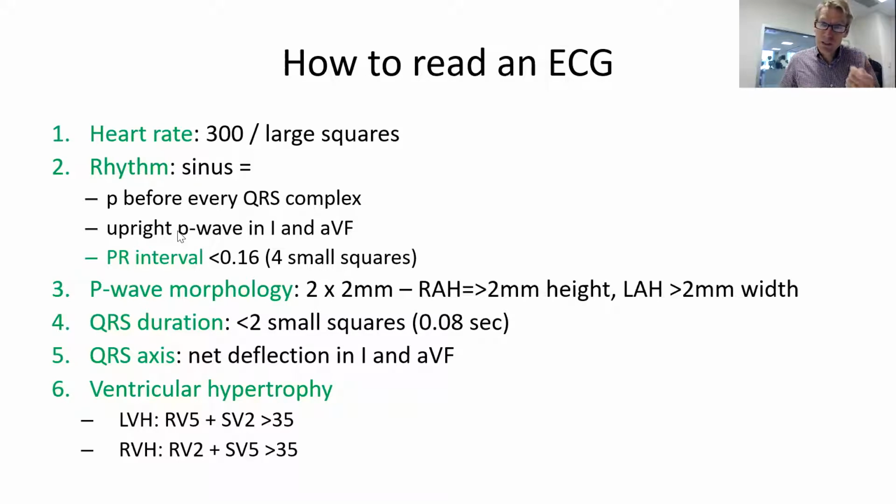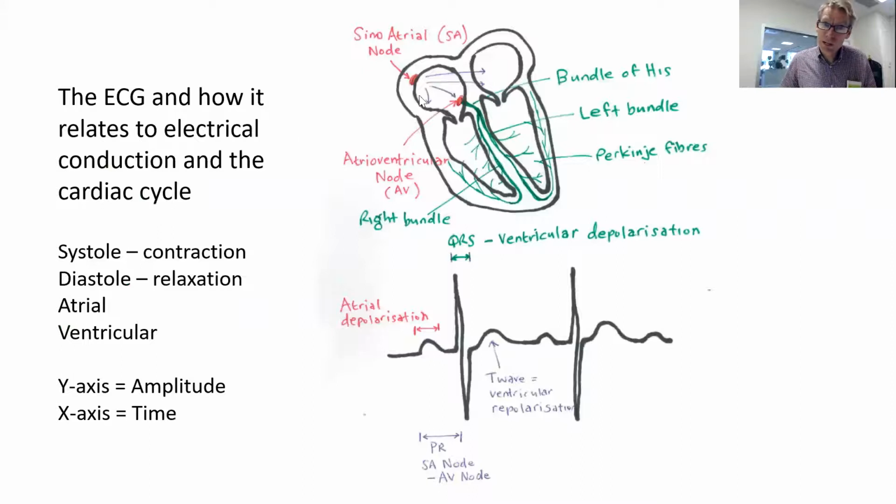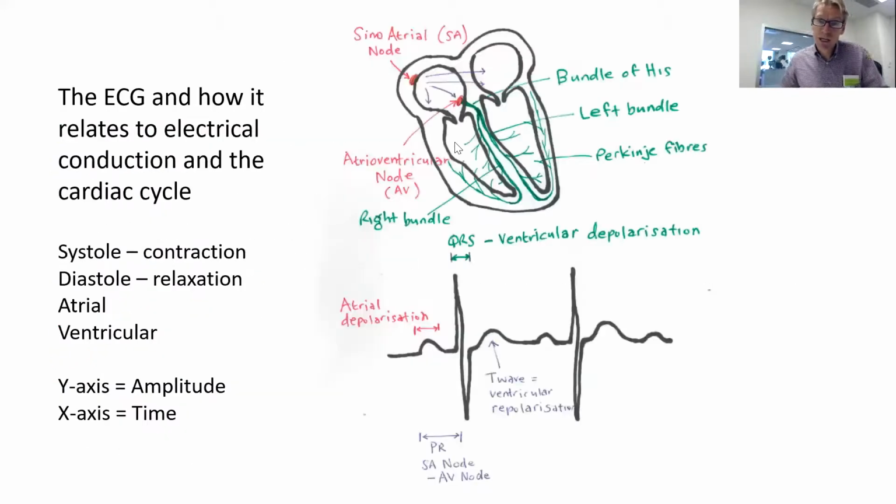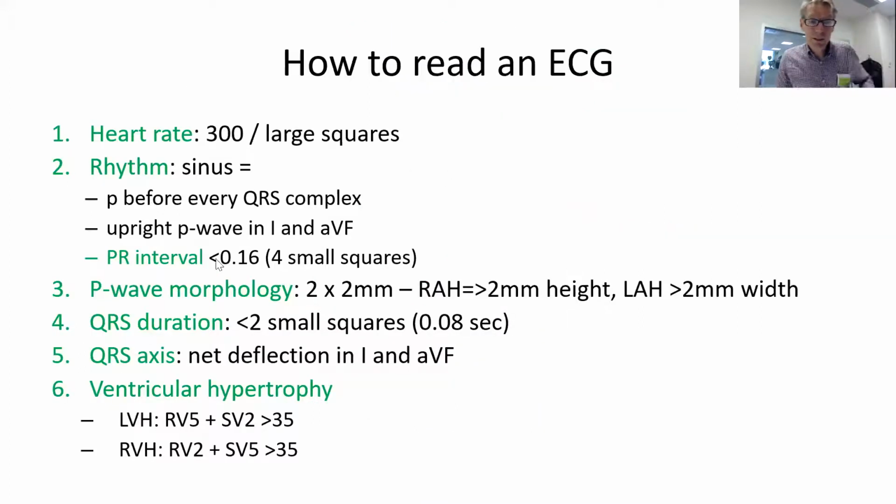If the P wave is not upright in 1 and AVF, then there may still be an atrial impulse, but it might be coming from a different place than the sinoatrial node. Say if it was coming from over here, then the P wave wouldn't be upright in lead 1 and AVF. If the atrial impulse was coming from the left atrium, for example, then it wouldn't be upright in lead 1 and AVF. So it wouldn't be sinus rhythm, it'd be a rhythm coming from somewhere else in the atrium, right? I hope that makes sense.